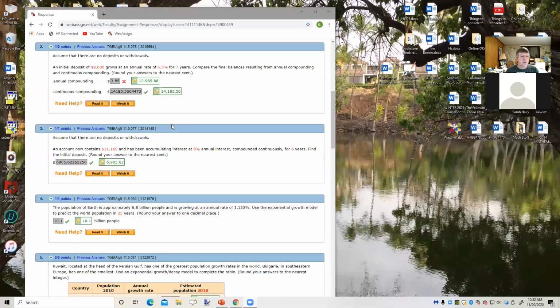So here we go. It says, assume that there are no deposits or withdrawals. So in other words, there's a certain amount of money in the bank, and we're not going to add to that or take away from that during the process. An initial deposit of $9,000 grows at an annual rate of 6.5% for 7 years. Compare the final balances resulting from annual compounding and continuous compounding. All right, so let's take a look at the whiteboard here.